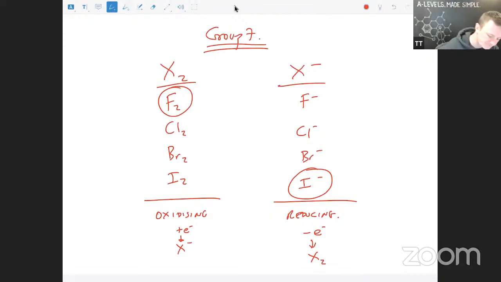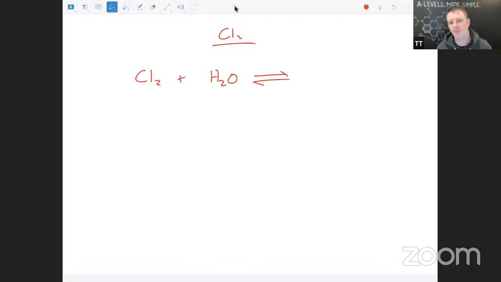All right, so let's talk about chlorine, reactions of chlorine. So Cl2 and H2O. This is a reversible reaction. What do we get, please, ladies and gentlemen? I think you all need to know this reaction. Chlorine and water, what products do we get?